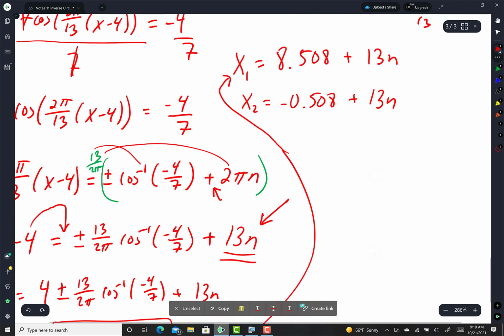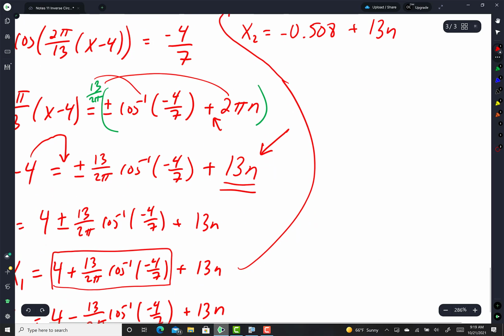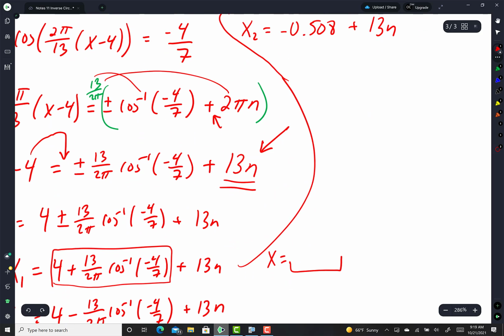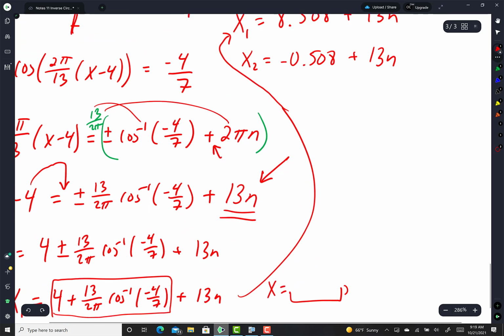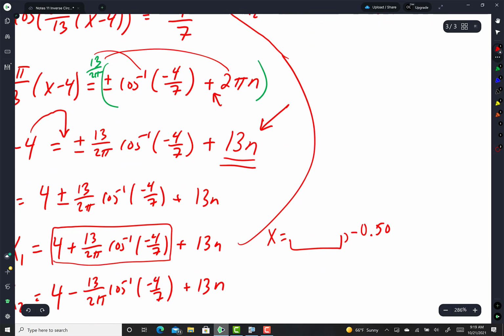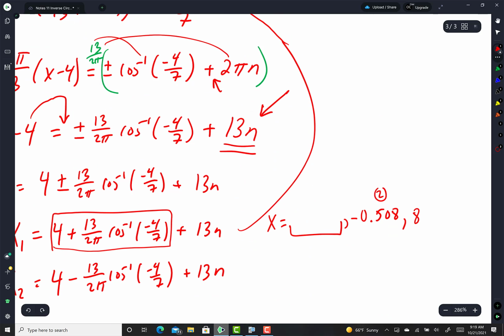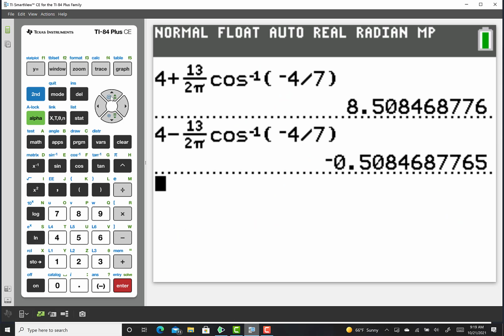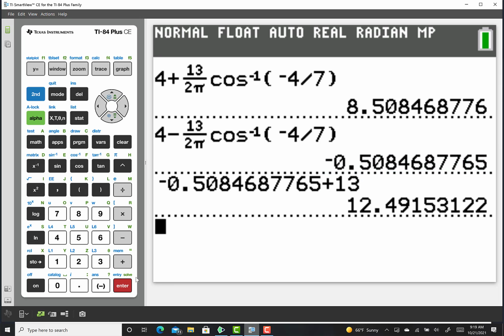All right, we're in our last steps. X equals, and I don't see my first initial. We'll talk about that one in a little bit. Comma, then I see negative 0.508, negative 0.508. That's coming from equation 2. Comma, then I see 8.508, 8.508. That's coming from equation 1. Comma. Now to get my next one, take equation 2 and add 13. So I'm going to go to my little calculator. I'm going to push enter on that and I go plus 13. And there's my next one, 12.491.